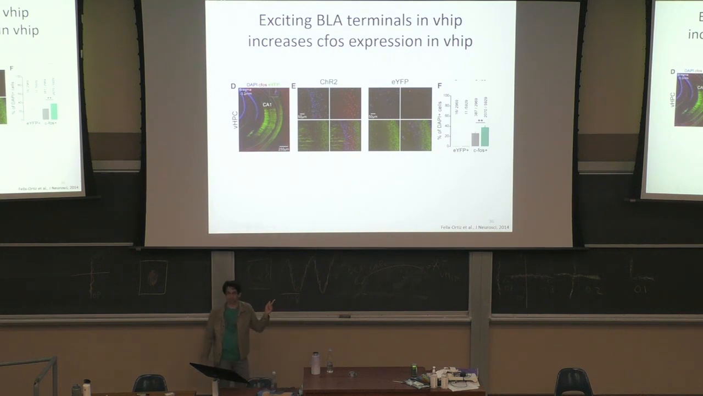So their idea here was that if you excite this projection, it releases glutamate, and the glutamate would excite these cells. So right after the optogenetic excitation, these cells in the ventral hippocampus should produce more of this CFOS gene. And that's what they found, indeed: if you optogenetically excite those terminals, they release glutamate, and then the glutamate release causes an increase in the CFOS expression. So they showed kind of a molecular correlate of this excitation as well.